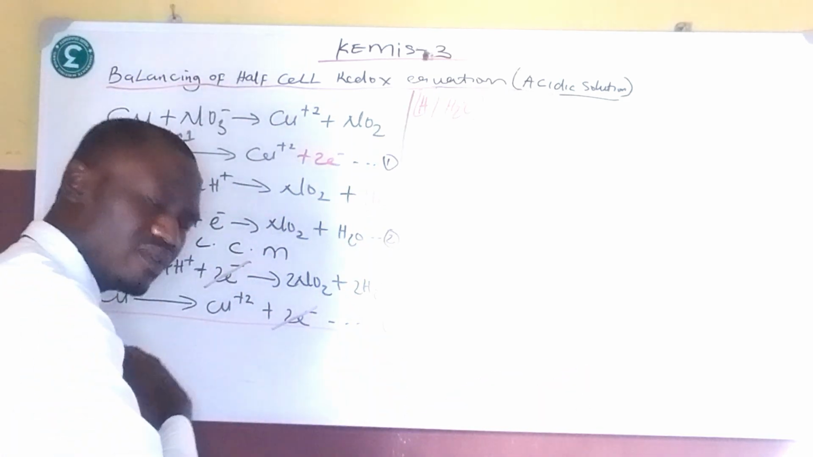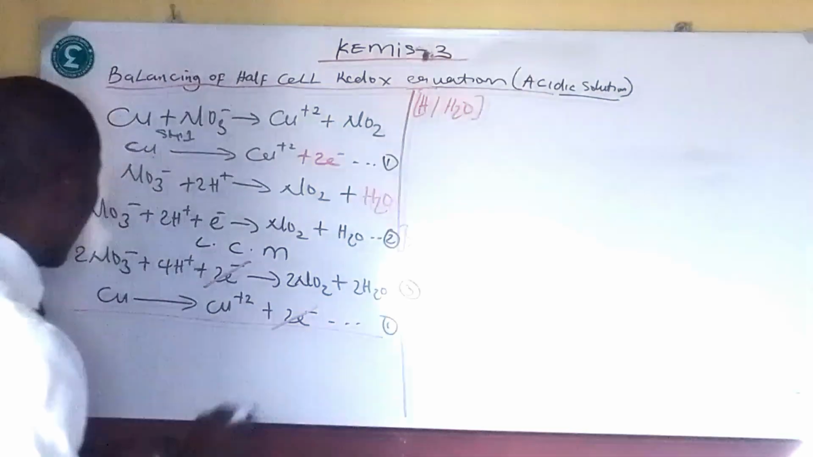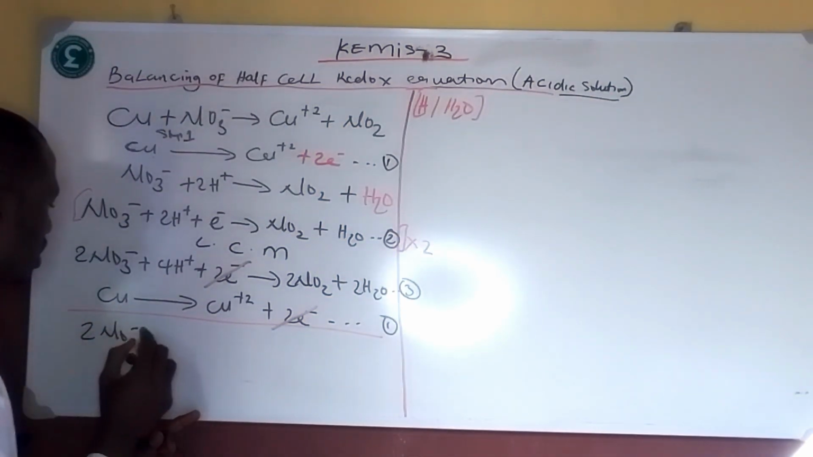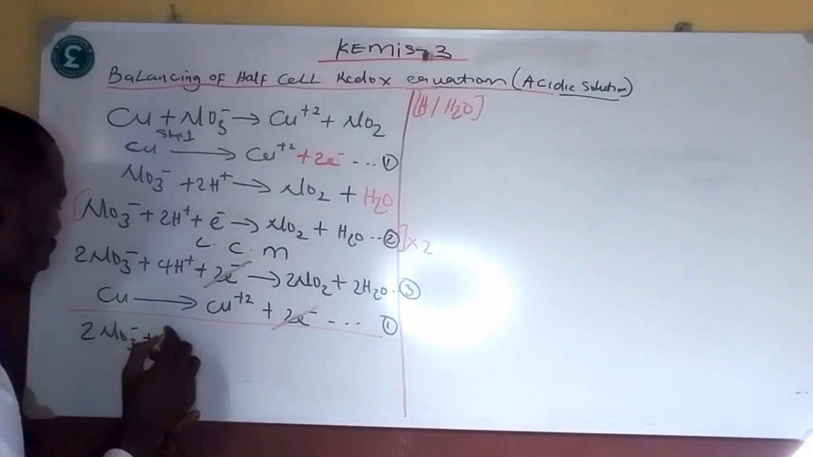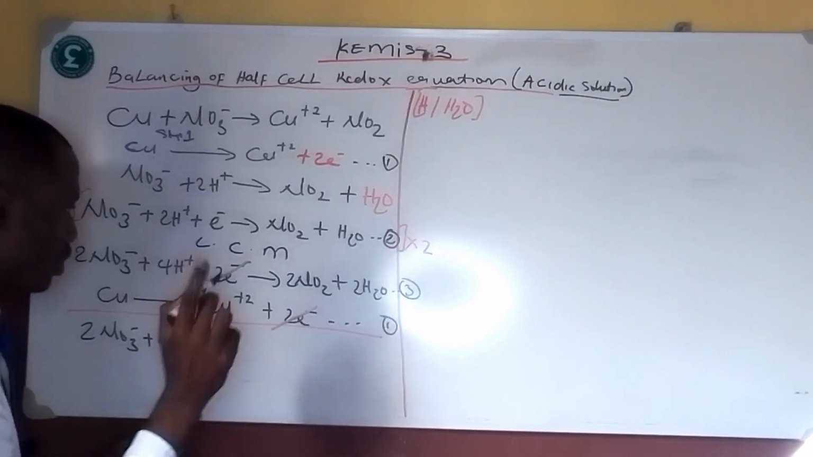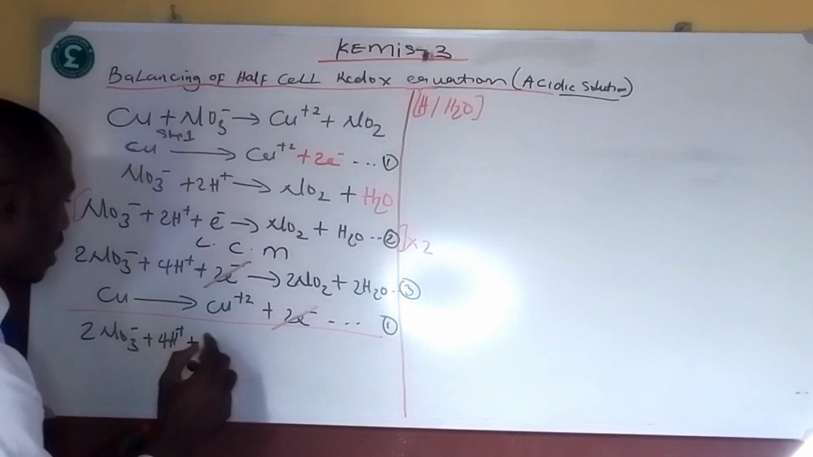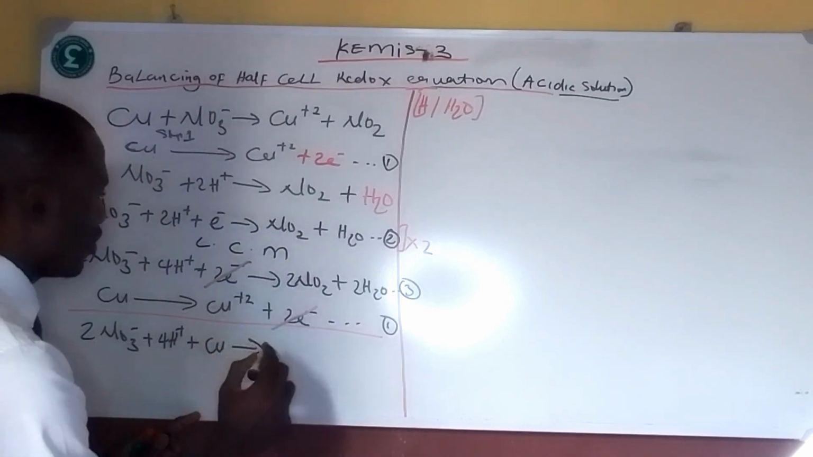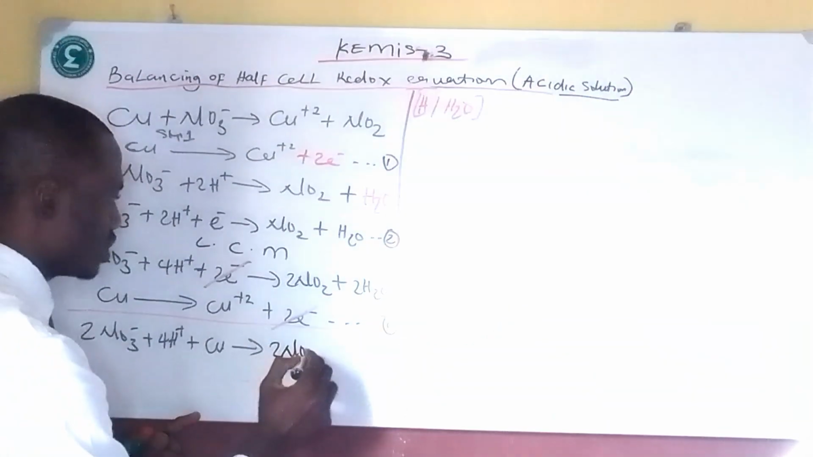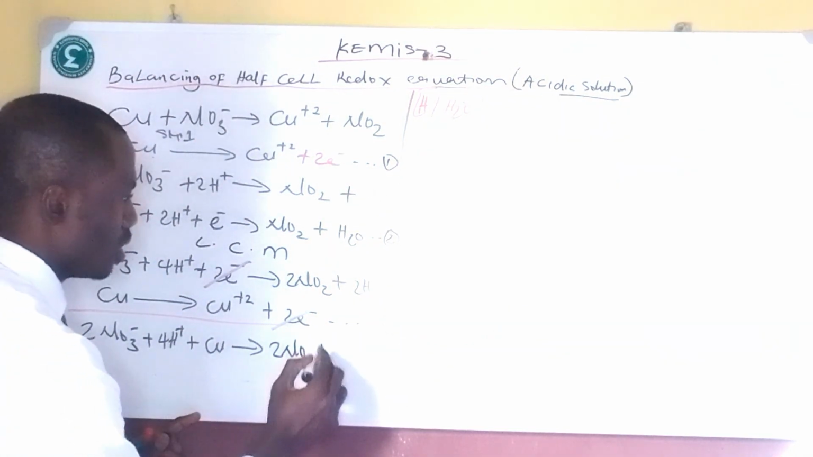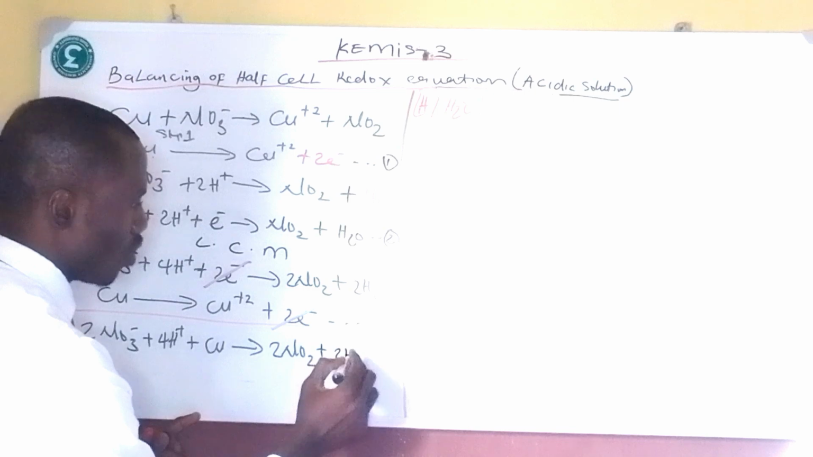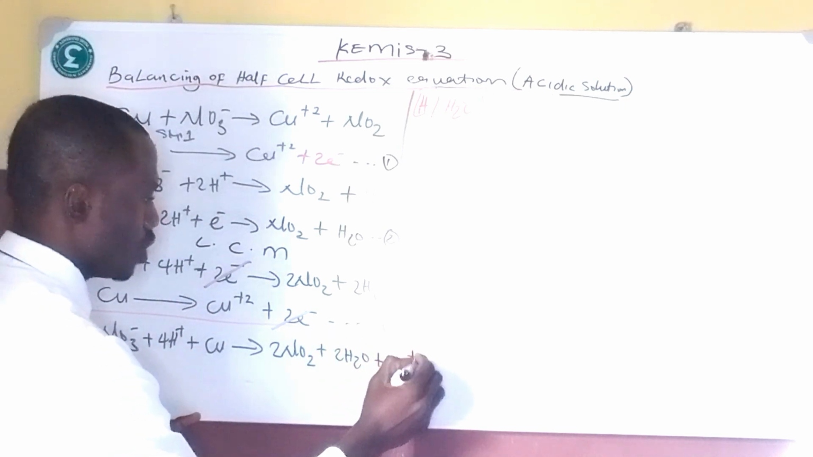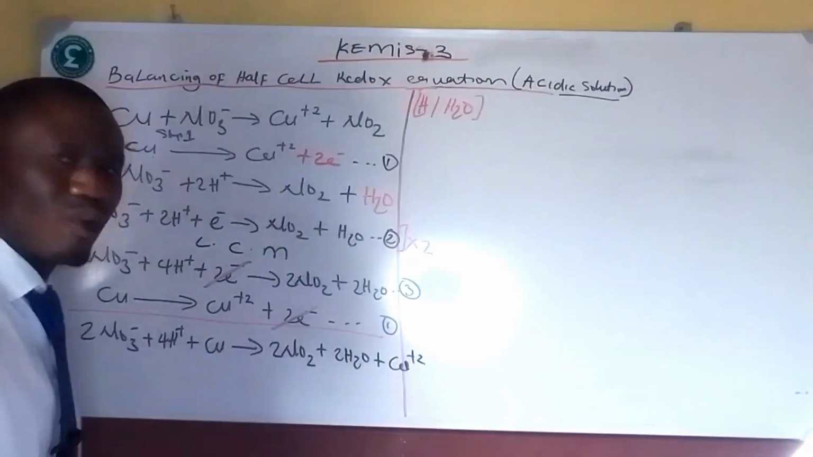Now, on the left side, which is the reactant side, I have 2 NO3 minus plus 4 hydrogen plus copper. That's what I have on the reactant side. Now on the product side, I have 2 NO2 plus 2 molecules of water plus copper plus 2 charge. Now, let's check whether this equation is balanced.